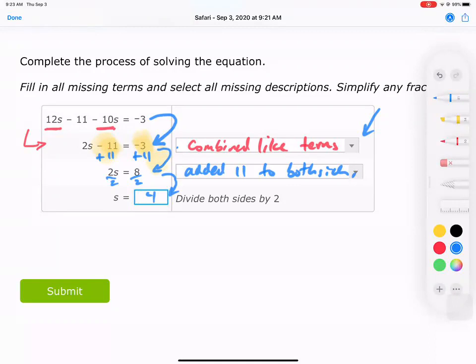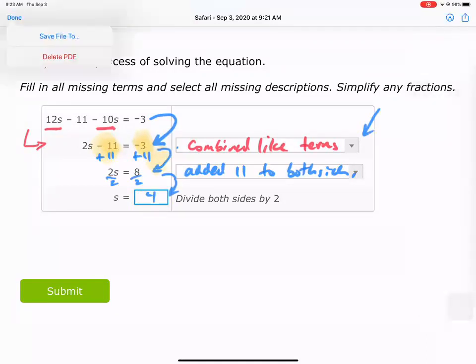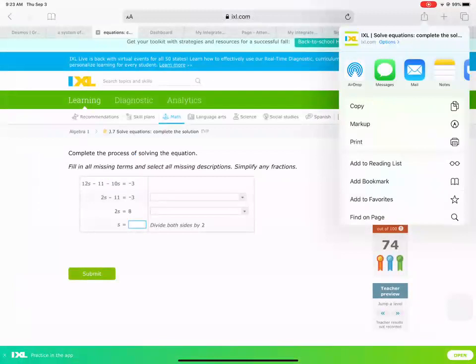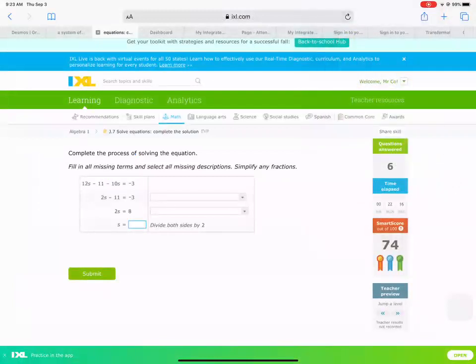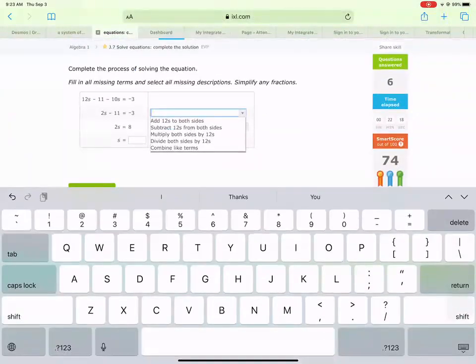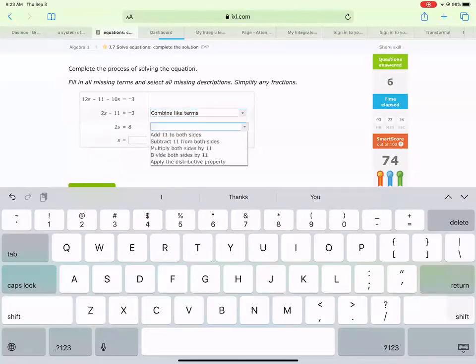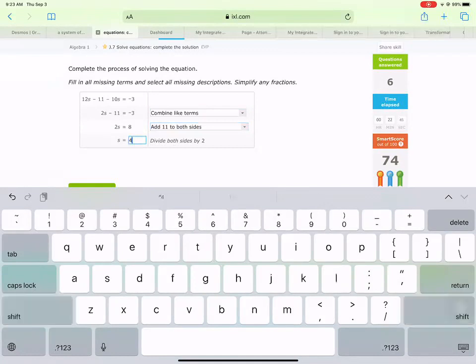And let's go ahead and fill that in. So to look at the pull down, very similar to what they did before. Did we add 12 to both sides? Did we subtract 12, multiply both sides by 12, divide both sides by 12, or just combine like terms? To get from step 1 to step 2, we combine like terms. To get from step 2 to step 3, I added 11 to both sides. And to get from 2S to S, we divided both sides by 2, leaving us a 4.